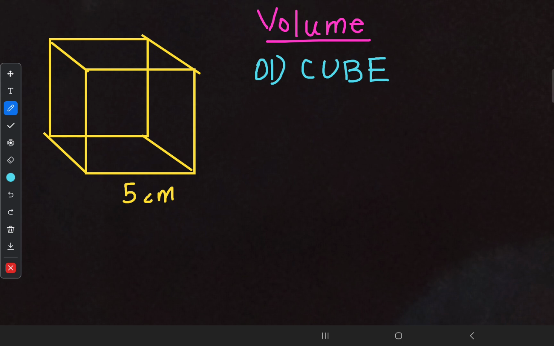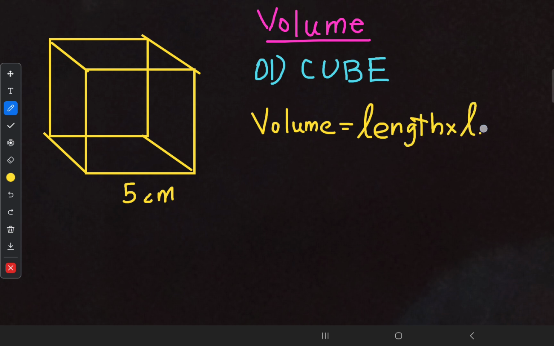Okay, so likewise, here we have a cube. In this cube, this measurement is the only given measurement. By using that, how can we identify the volume? To find the volume of a particular cube, there is a formula. Volume equals length into length into length.